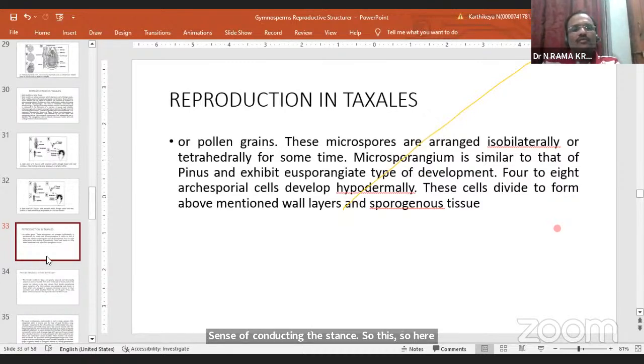Now you see in Taxales, the pollen grains, the male reproductive organs, mean the microspores. The microspores are arranged isobilaterally or sometimes tetrahedrally. The microsporangium is similar to that of Pinus, exhibiting eusporangiate type development, with 4 or 8 archesporial cells developing hypodermally. These cells divide to form the above mentioned wall layers.